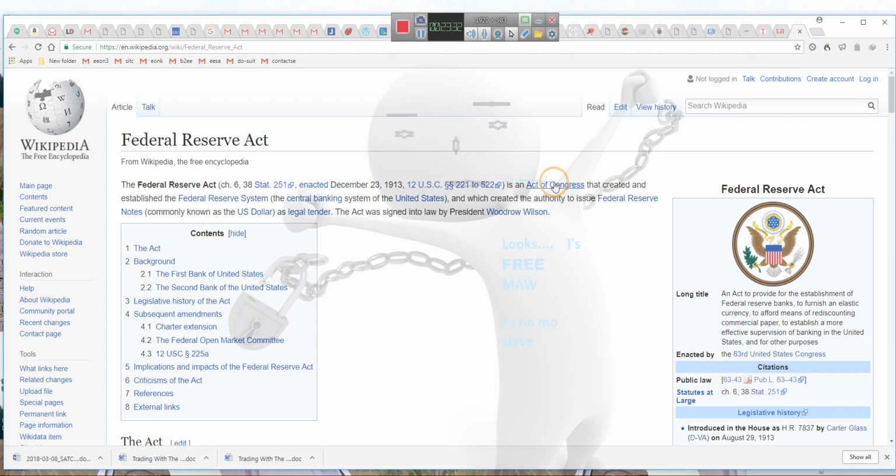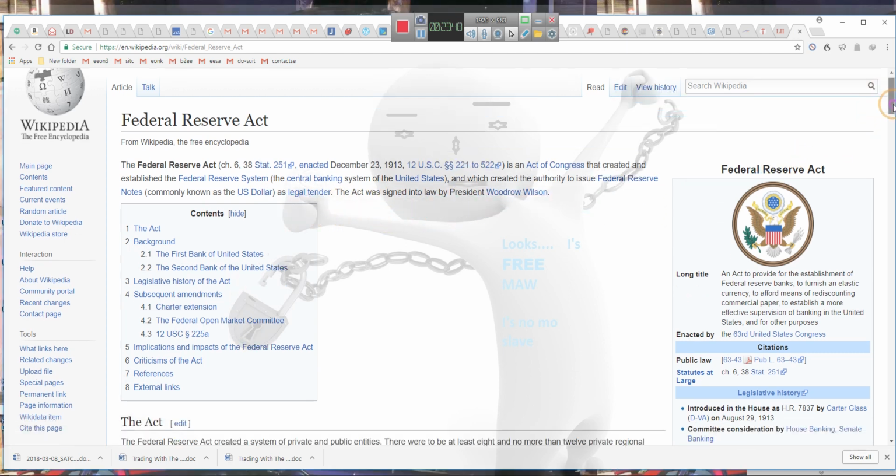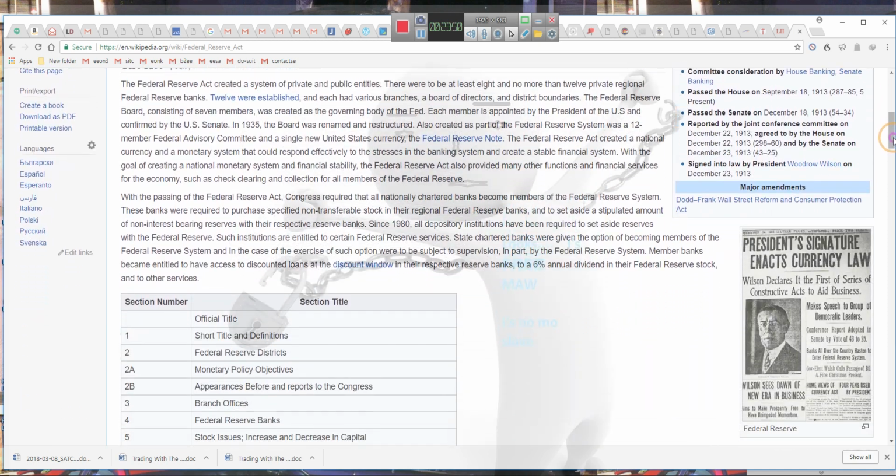Okay. An act of Congress that created and established the Federal Reserve System, the central bank system of the United States, and which created the authority to issue Federal Reserve notes, commonly known as the U.S. dollar, as legal tender. The act signed by President Woodrow... Wilson. Okay. Ladies and gentlemen, this is Wikipedia. That's just the general basic information.